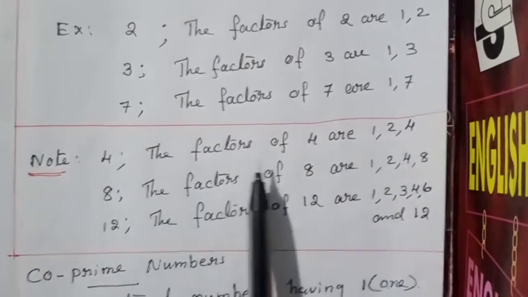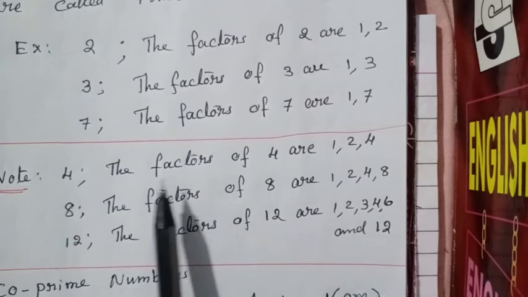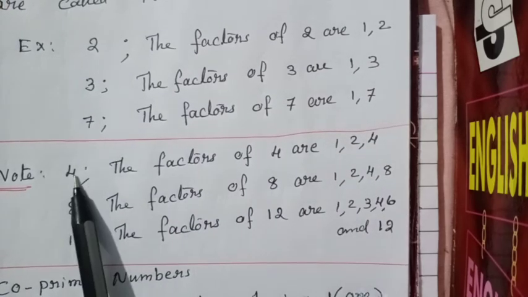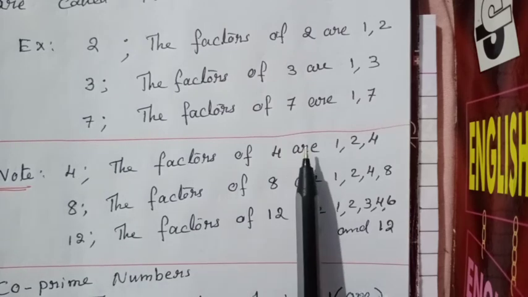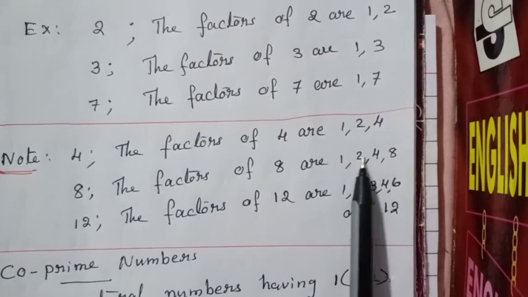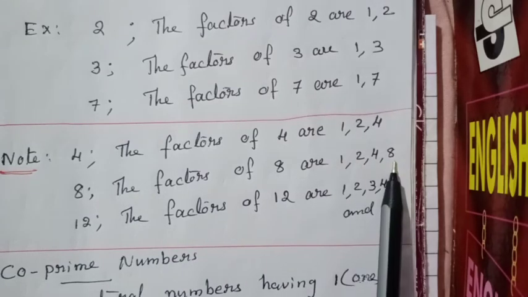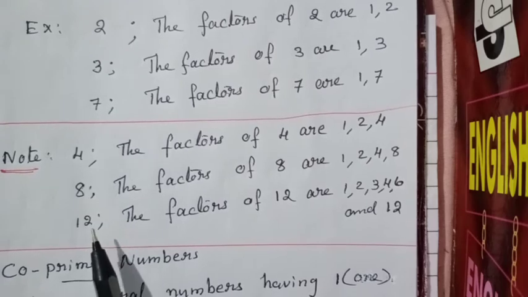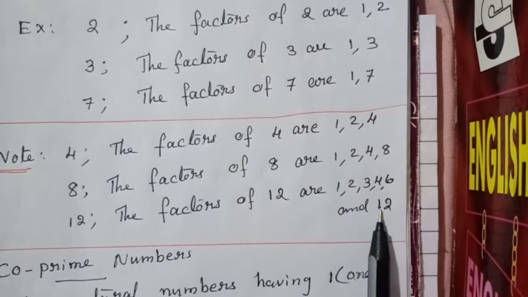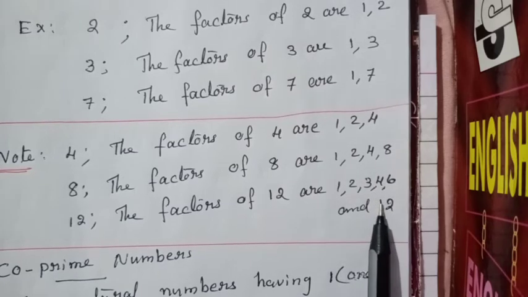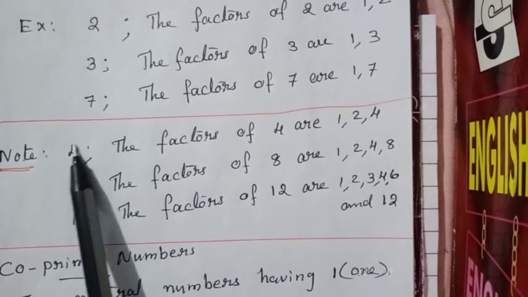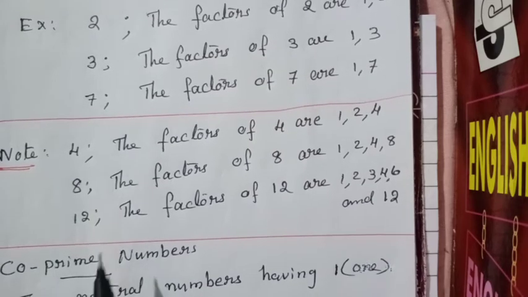Now 4. The factors of 4 are 1, 2, 4. So there are three factors. Therefore 4 is not a prime number. More than two factors means it is not a prime number. 8. The factors of 8 are 1, 2, 4, 8. There are 4 factors, therefore 8 is not a prime number. Then 12. The factors of 12 are 1, 2, 3, 4, 6 and 12. Total 6 factors are here, therefore 12 is not a prime number. We call these three numbers composite numbers.